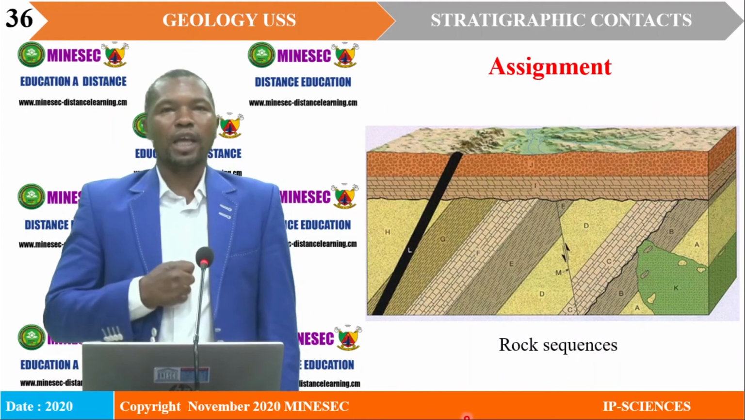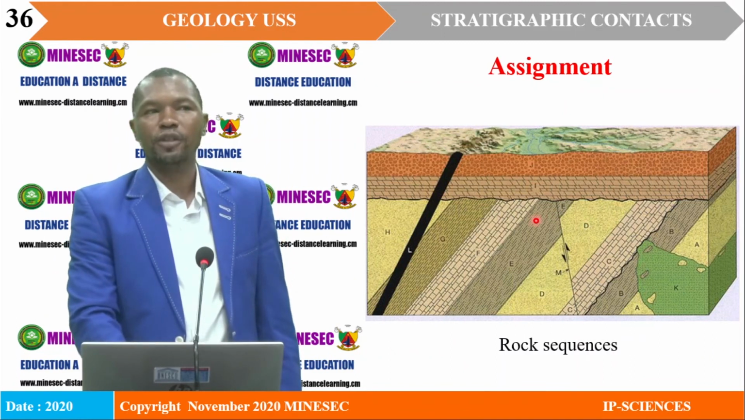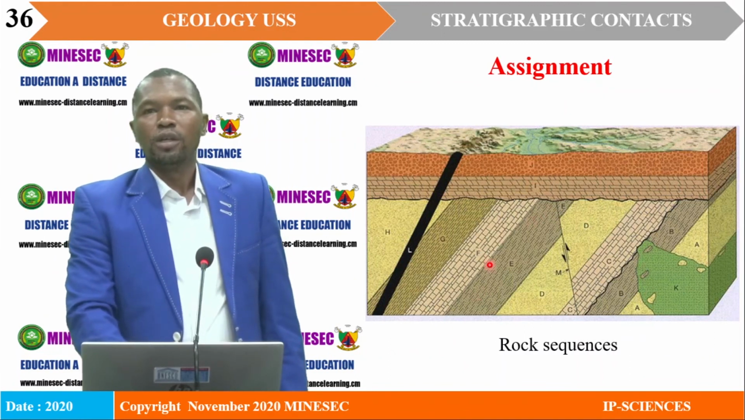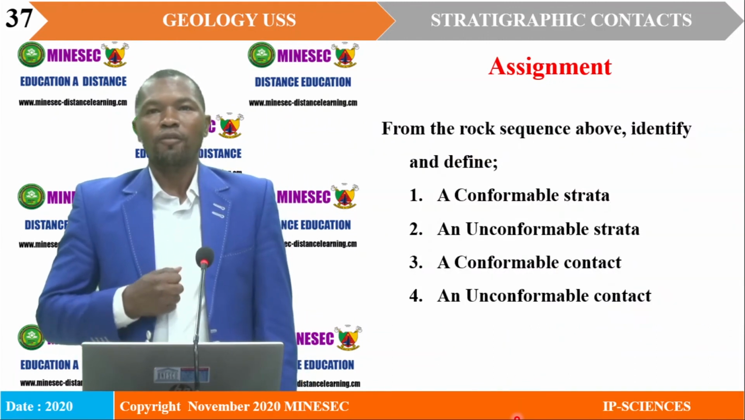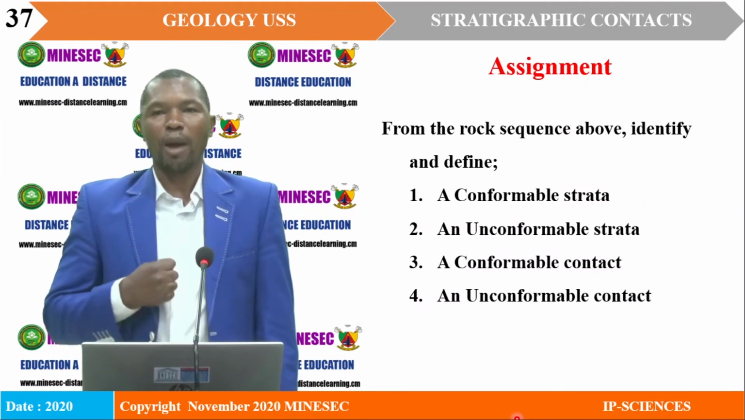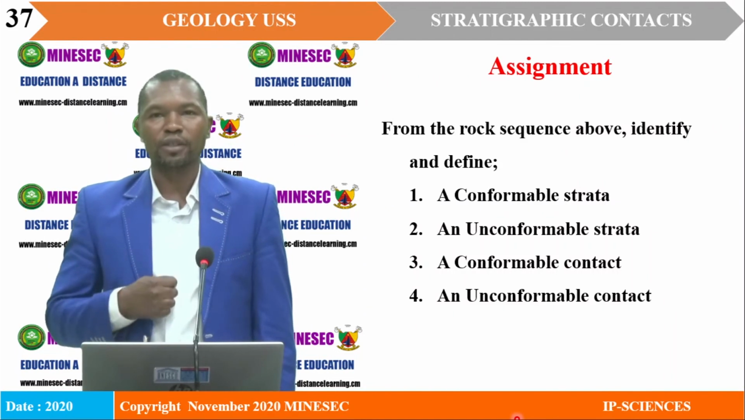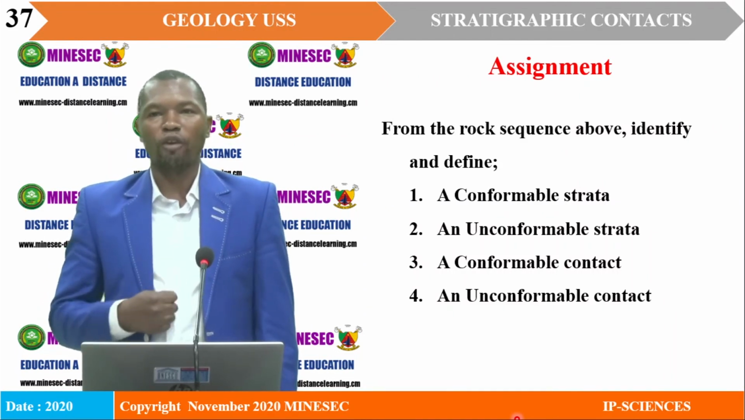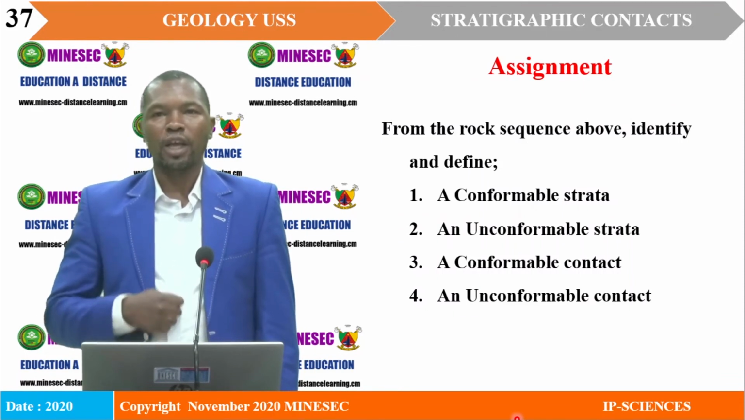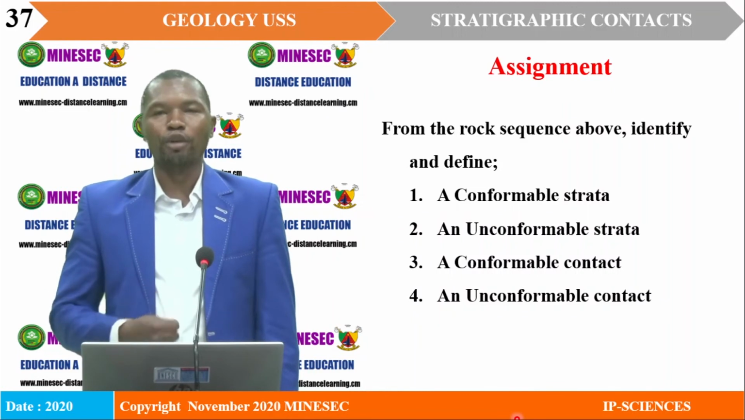Now, the assignment we are going to do at home. You're going to observe this rock sequence at home, and from the rock sequence above, you will identify and define 1, a conformable strata, 2, an unconformable strata, 3, a conformable contact, and 4, an unconformable contact.